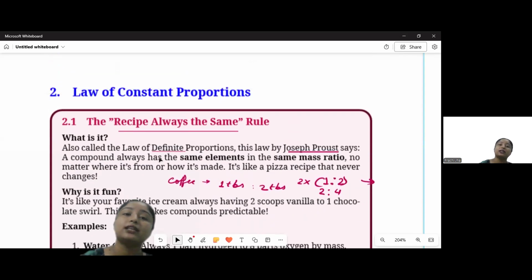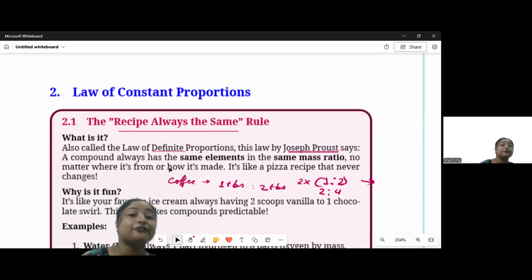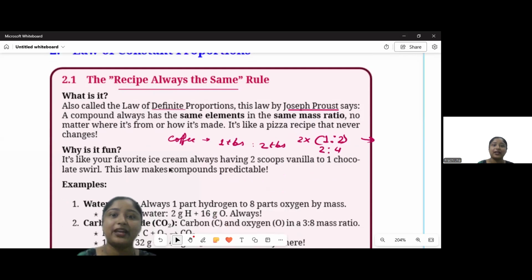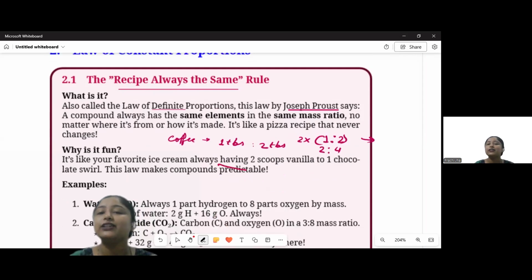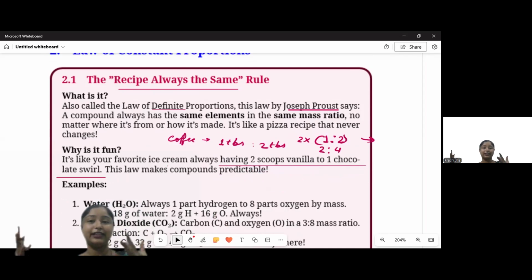This is what we call the law of constant proportions. The proportions to make something will always be in the same ratio, right? It's like your favorite ice cream. This is the best example: always having 2 scoops of vanilla to 1 chocolate swirl. Most people out there have some choice in how they want to eat their ice cream. On a cone, I just love 2 scoops of vanilla and 1 chocolate swirl.